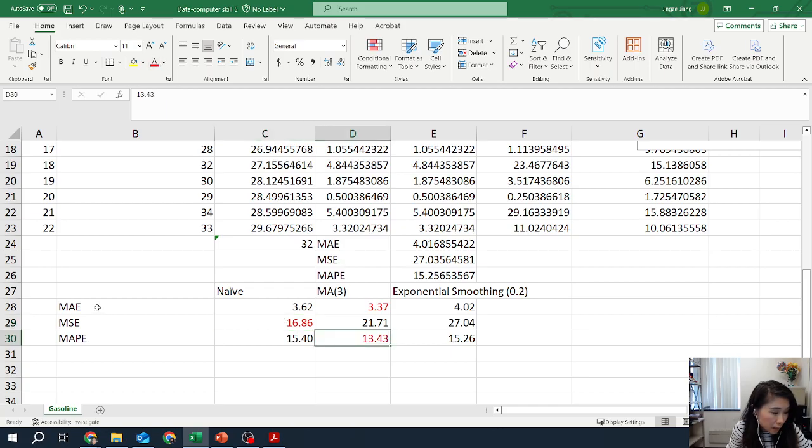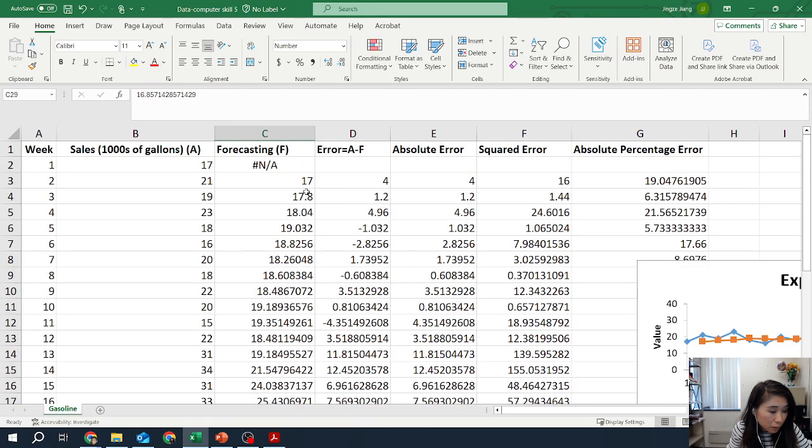So basically, based on MAE, we will pick the moving average with 3 periods. Based on MSE, we will pick naive forecasting. And based on MAPE, we will pick the moving average with 3 periods. Okay, so that is how you identify the best model. Although we see a little bit of disagreement among the 3 measures of accuracy, you can try out naive and MA with 3 periods. So that is how you can do the exponential smoothing. The most important part is to make sure you identify your damping factor correctly.